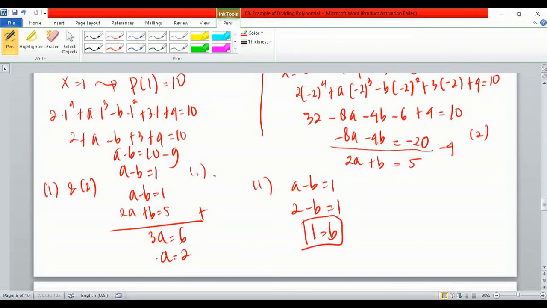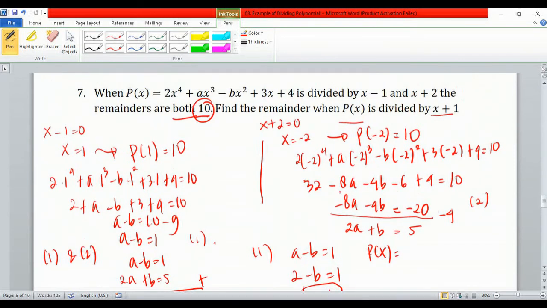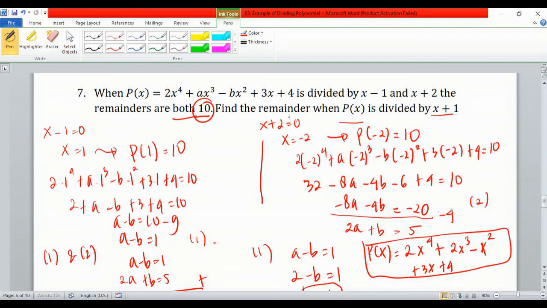So we have the a and then the b, right? So we can write this P(x) equal to 2x power 4, plus, we have a equal to 2, so 2x power 3, and b is 1, so minus x power 2 plus 3x plus 4, everyone. So until here, you just have the P(x), right? So you need to find the remainder when P(x) is divided by x plus 2.